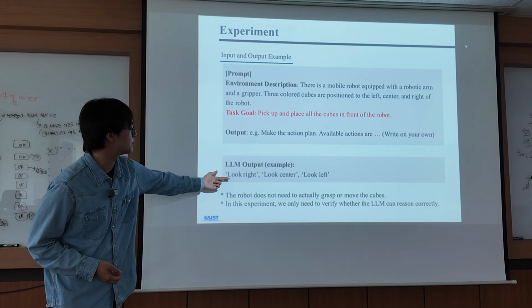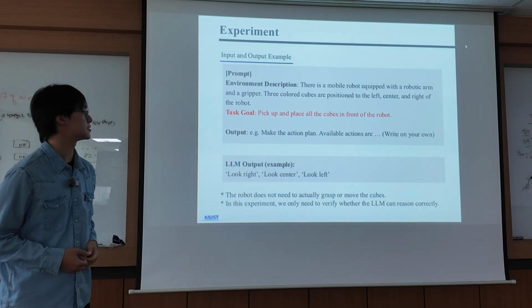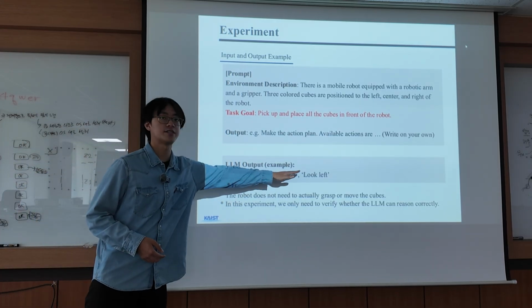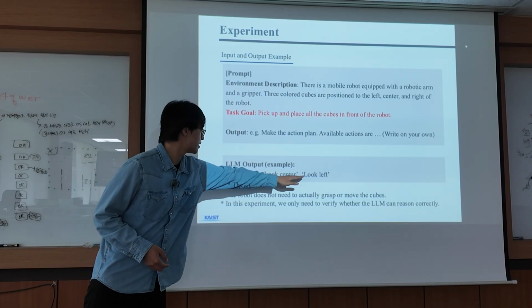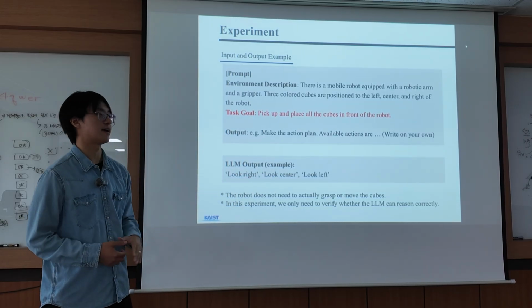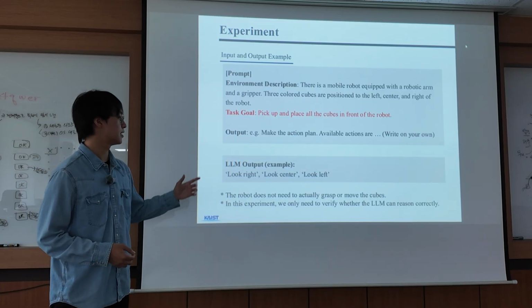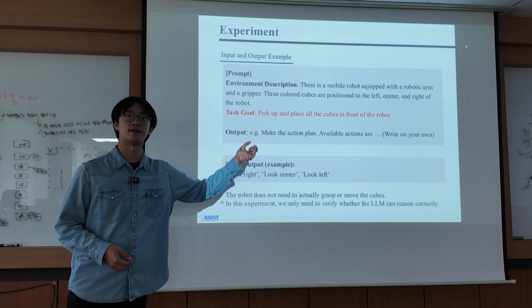And then the output can look like that: look right, look center, look left. And then the action list should look like this, and the program should execute look right, and then look center, and then look left.